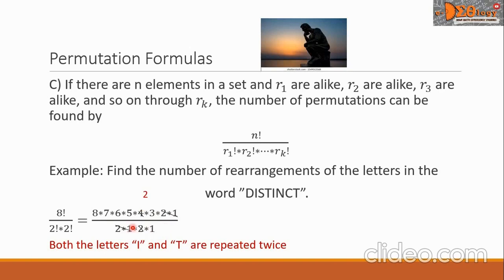Now let us multiply 8 times 7 times 6 times 5 times 2 times 3, and the product is 10,080, and this is the number of arrangements. This is our final answer.